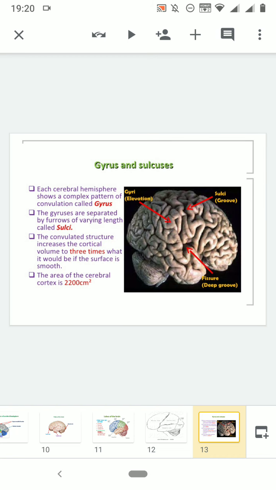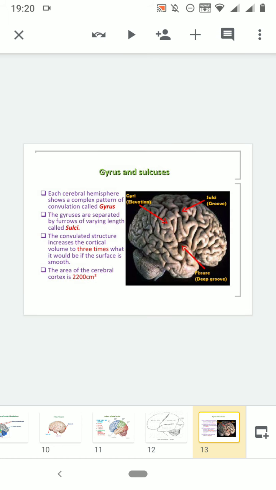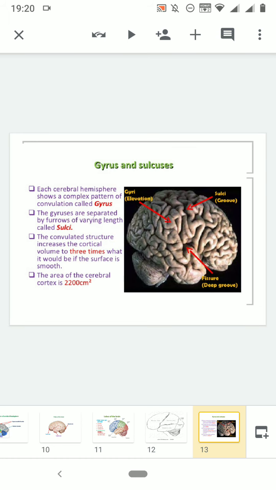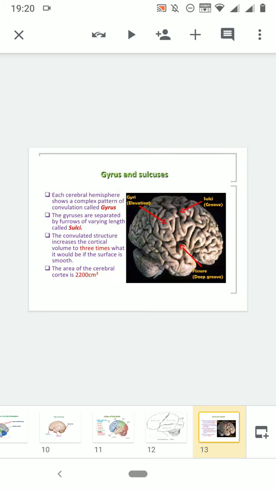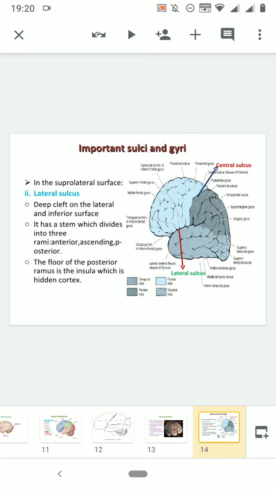So it actually accommodates a large amount of neurons, which is very important for the human brain, which is one of the most complex structures. Okay, so what is the surface area of the cerebral cortex? It is about 2200 centimeters squared. So that's the reason it has so many convolutions.